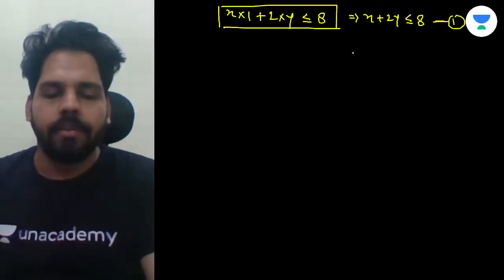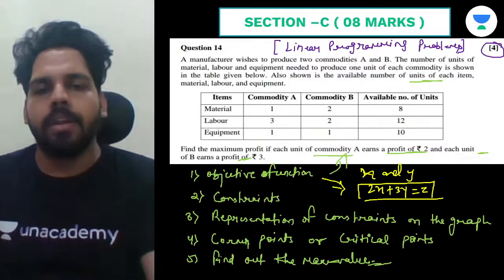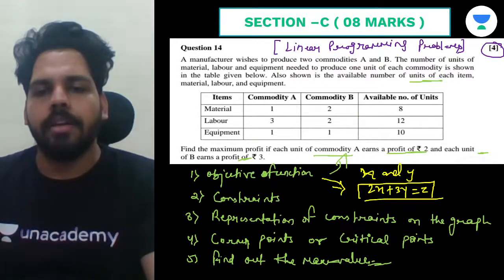Now the second constraint will be what? They have said for labor they need 3 from A and 2 from commodity B, and total 12.